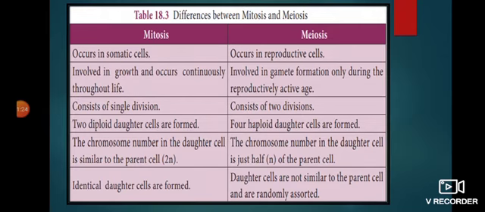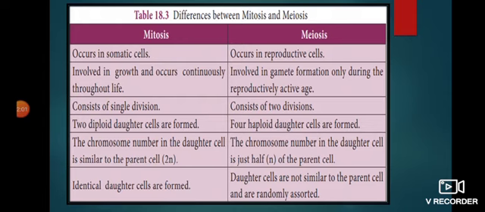Then we see the differences between mitosis and meiosis. Mitosis occurs in somatic cells or body cells, but meiosis occurs in the reproductive cells. Mitosis is involved in growth and occurs continuously throughout life. Meiosis is involved in gamete formation only during the reproductively active stage. Mitosis consists of a single division, but meiosis has 2 divisions.